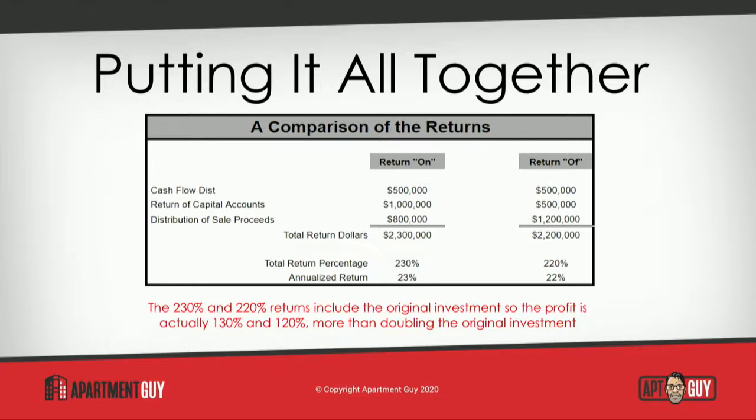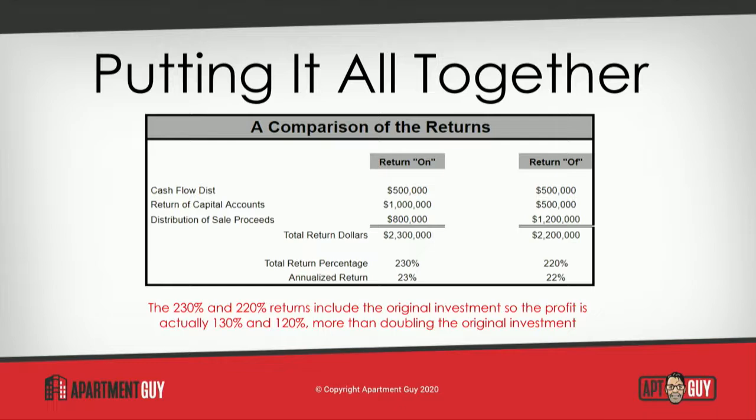Add it all up, the return on gave you $2.3 million when you sold the property, and added to that the cash flow distributions and the paying back of the capital accounts. Return of doing the same thing, you come up with $2.2 million. So as you see, there's not a huge difference, but the total return percentage for the return on example is 230% or 23% average per year. The return of is 220% or 22% per year.